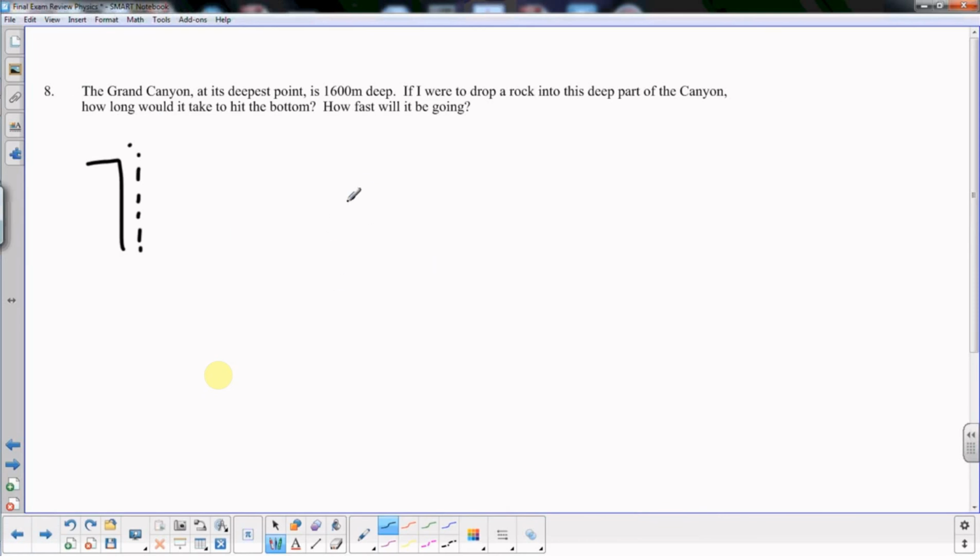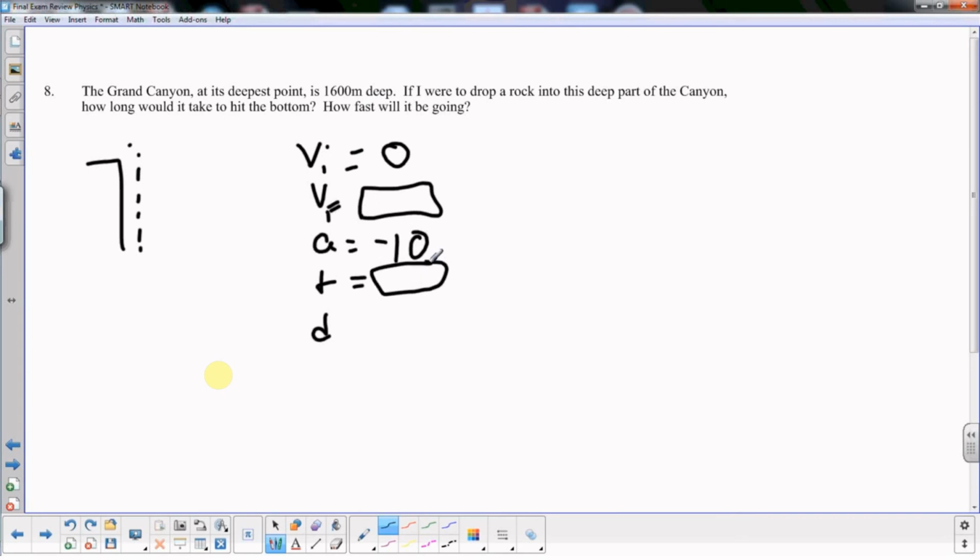So one dimension, VI, VF, ATD. Initial velocity is going to be 0. We're looking for how fast it's going to be going. And we're also looking at how much time it will take. And we're making the assumption, not really making the assumption, it's true, our distance is 1,600 meters. Now this is important. I put a negative there because we're dropping it down. We're not throwing it up. So our displacement, our distance that it's going to be dropping, is 1,600 meters.